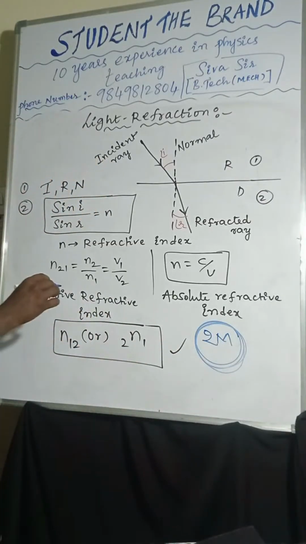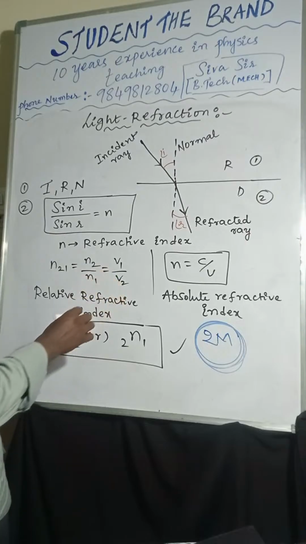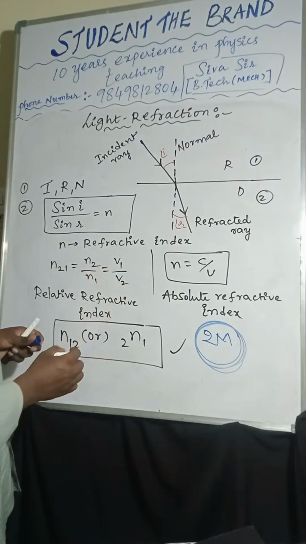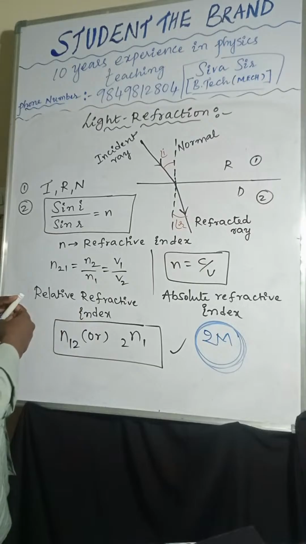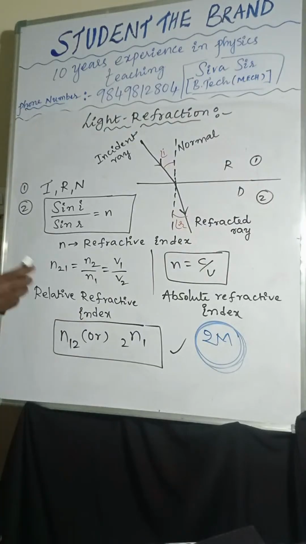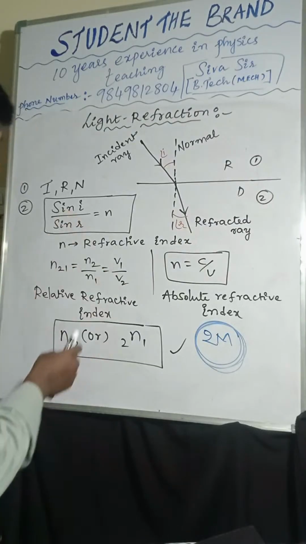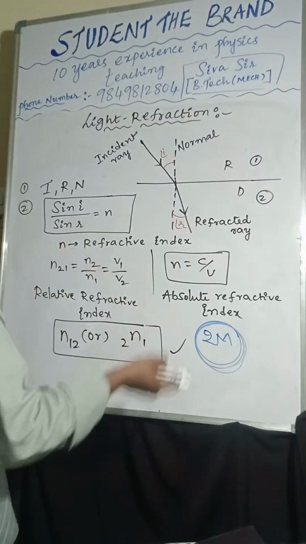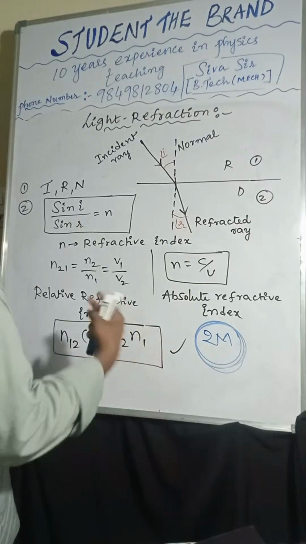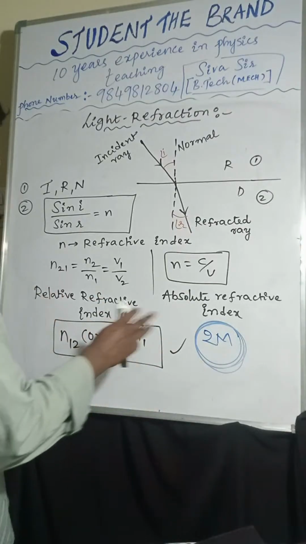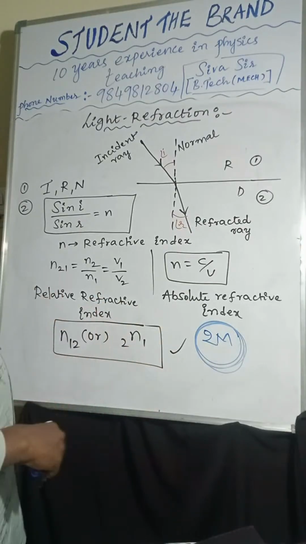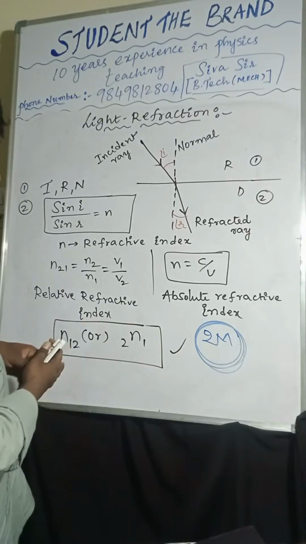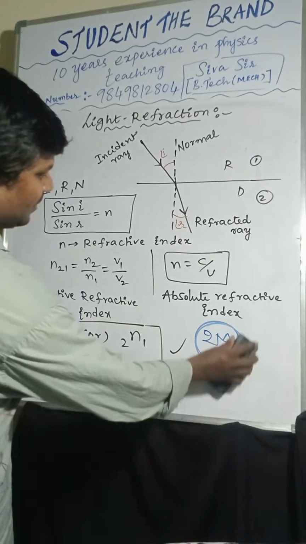And here, 3 questions. Question number 1 is related to the definition of refraction. One question will come. Snell's law, explain about Snell's law, one question. Third one, absolute refractive index. Fourth one, relative refractive index. And related to this, I will give one question.